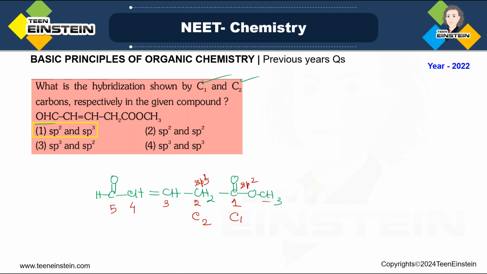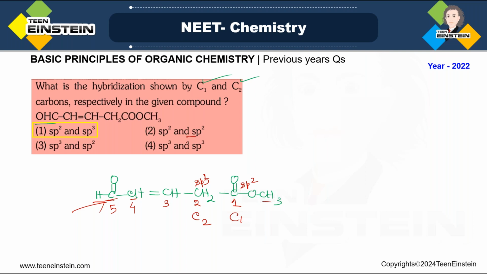So in this molecule, recognizing which carbon is sp2 or sp3 is comparatively easy, you can do it easily. But here the question is tricky because first you have to do the numbering, which is the main important part in this question. If you start the numbering from this side, it will be completely wrong. Because if you start from this side, thinking this is C1 and this is C2, then both will be sp2. Then you will incorrectly choose option 2, which is not correct.